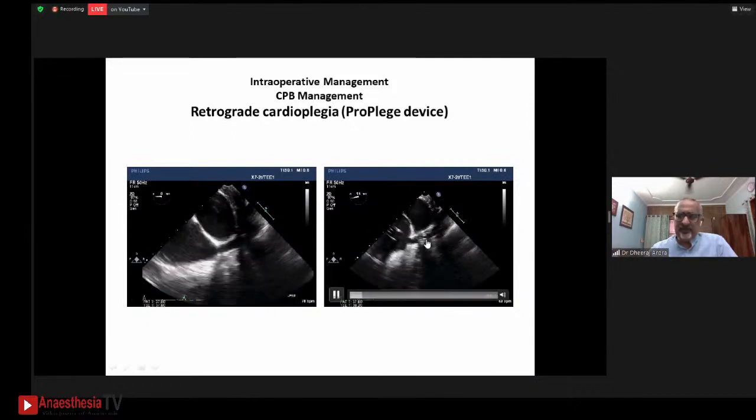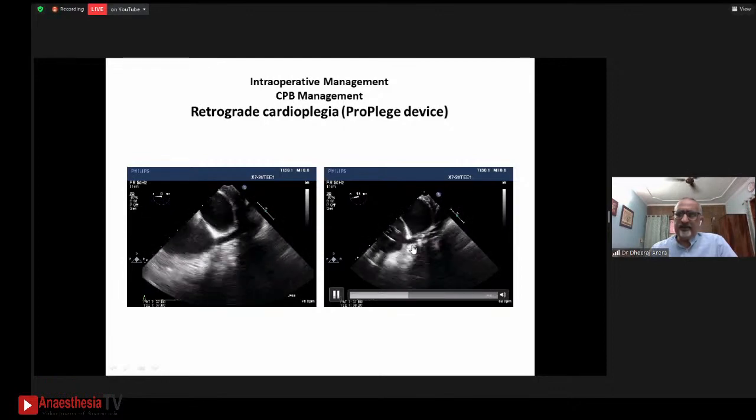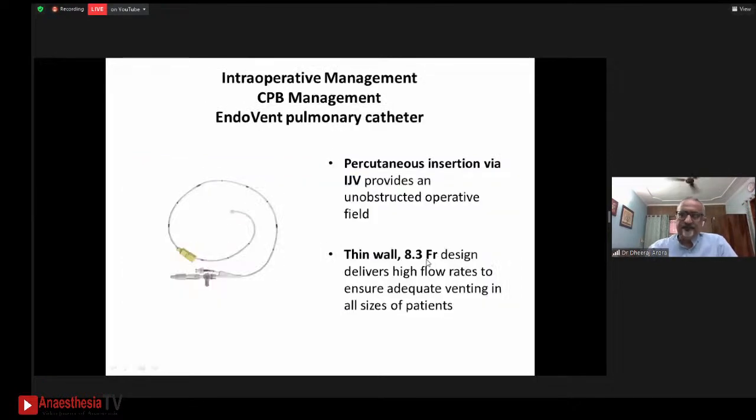And this is a retrograde coronary sinus, and this is a picture from an echo image from routine surgery, and this is how we can look for the placement of the retrograde cardioplegia cannula in our patients.